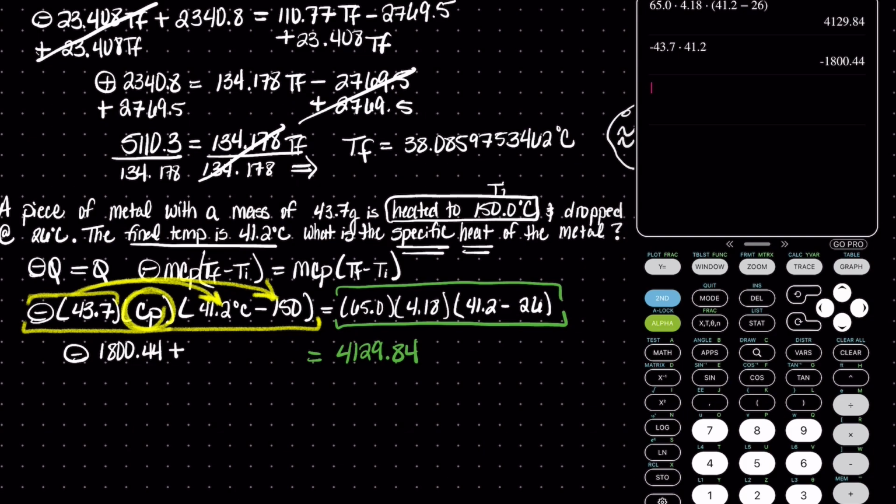And why did I do this? Because negative times a negative is a positive. Plus 43.7 times 150. And then, of course, I've just moved around that circled buddy right here. So C sub P. But I got enough information here to keep combining some common factors.